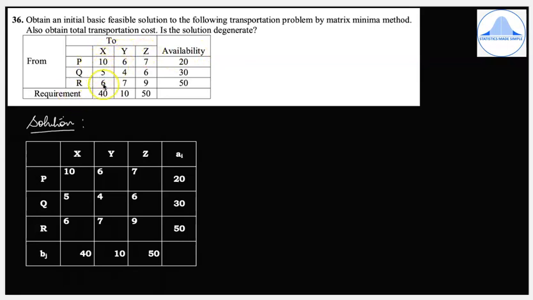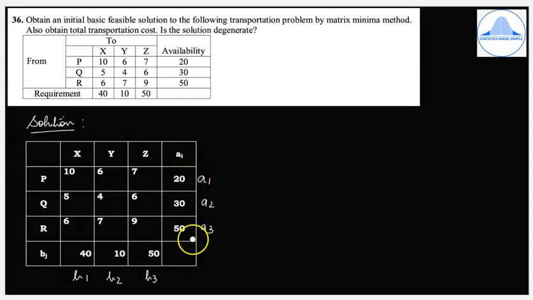The requirements at these destinations are 40, 10, and 50, and the requirements will be marked as B1, B2, and B3. Note that the matrix minima method is also called the least cost entry method. So let's start with the solution. I have rewritten the table, and here the costs are 10, 6, 7, 5, 4, 6, 6, 7, 9. These are all the costs involved in transporting quantities from different origins to different destinations. First I'll mark 20 as A1, 30 as A2, 50 as A3. Then 40 is marked as B1, this is B2 and B3.